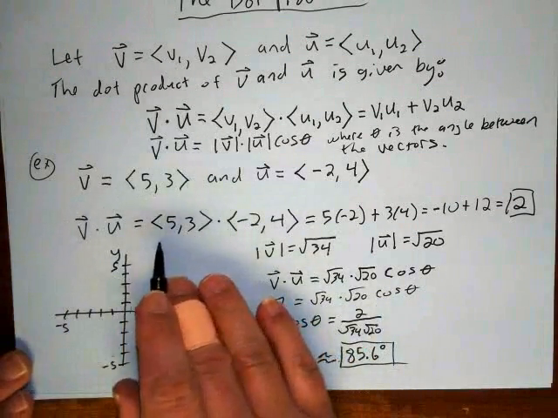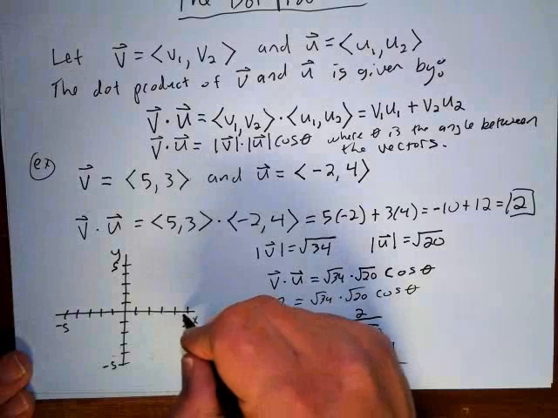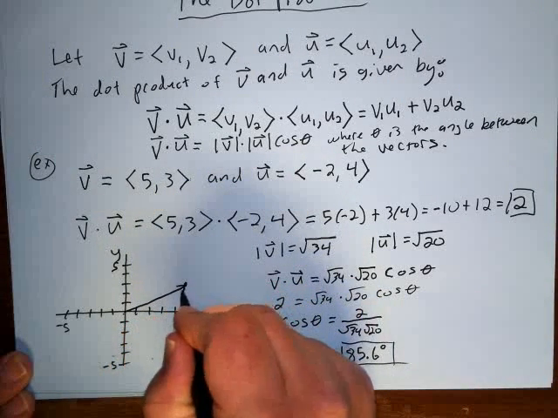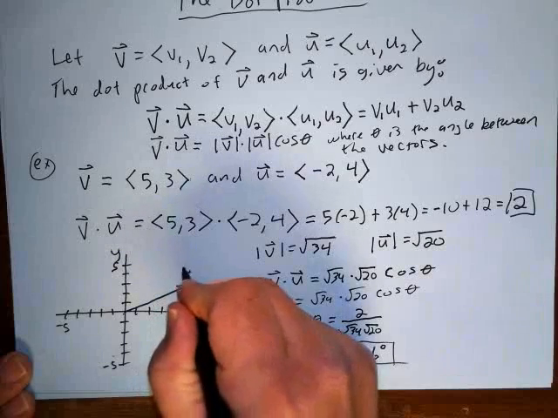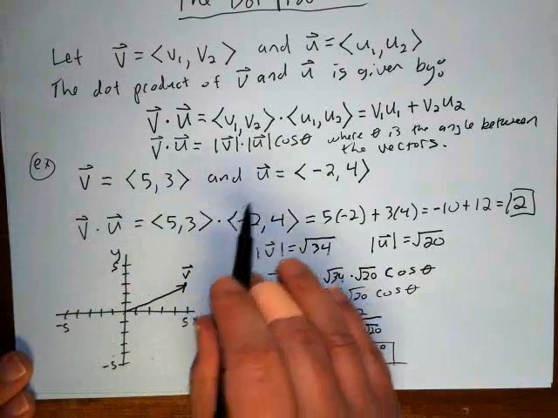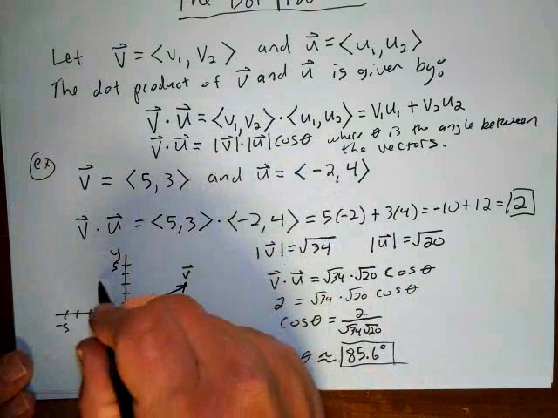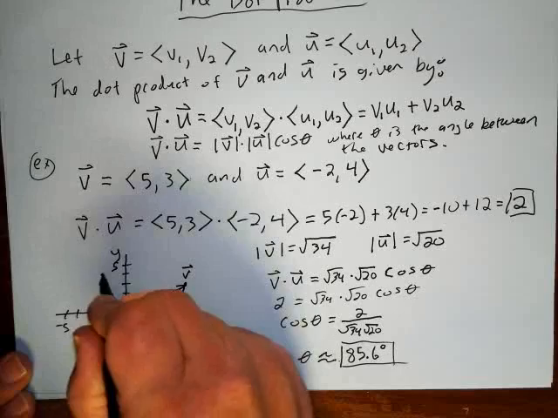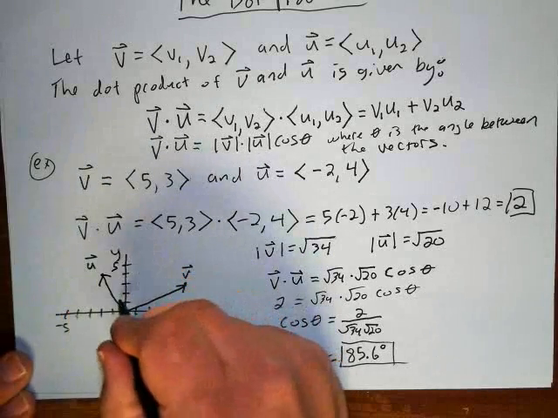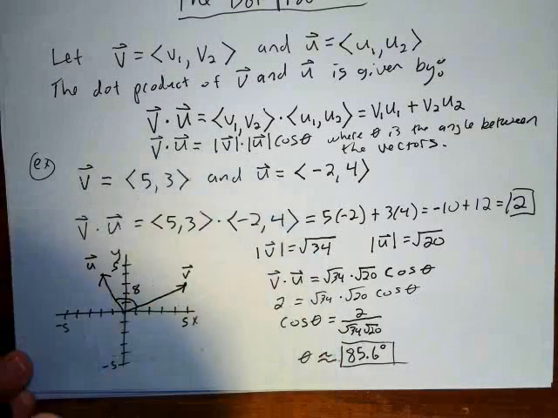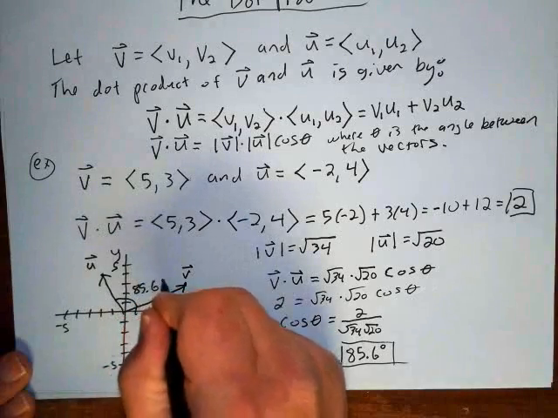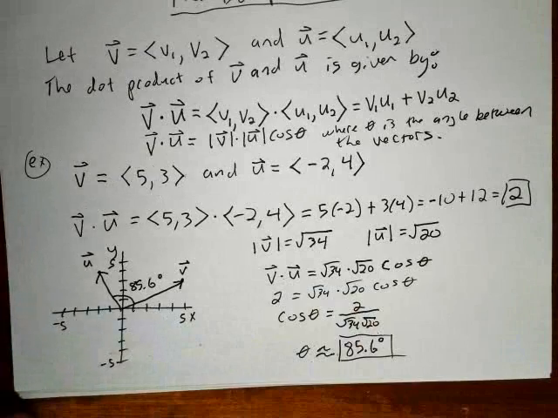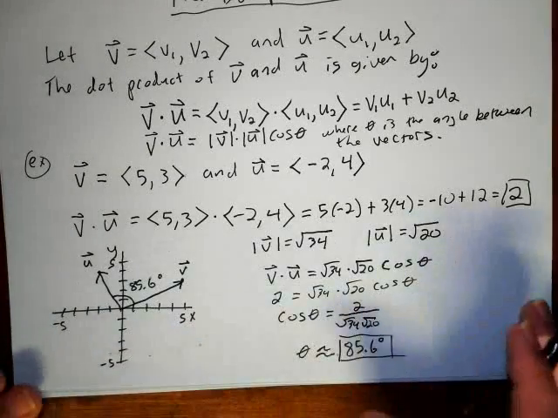And so V here would be 5, 3, which would be right here. So that's V. And then U is negative 2, 4. And so that would be right up here, and that's U. And so it's saying that this angle here is 85.6 degrees. And that is definitely believable. That definitely makes sense.